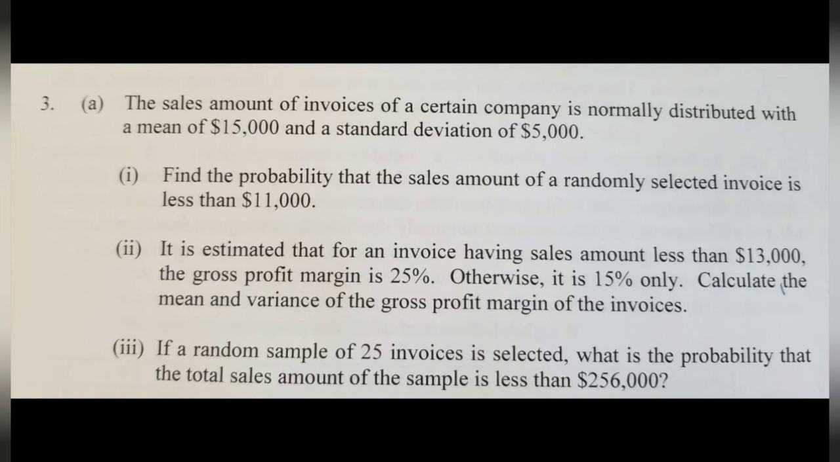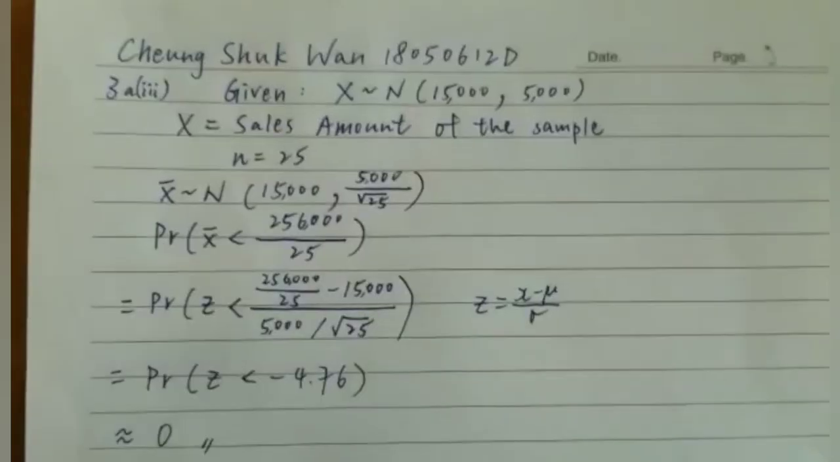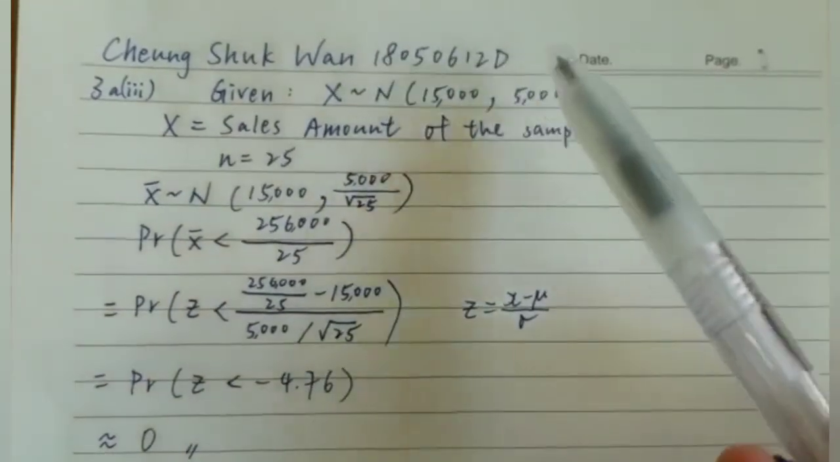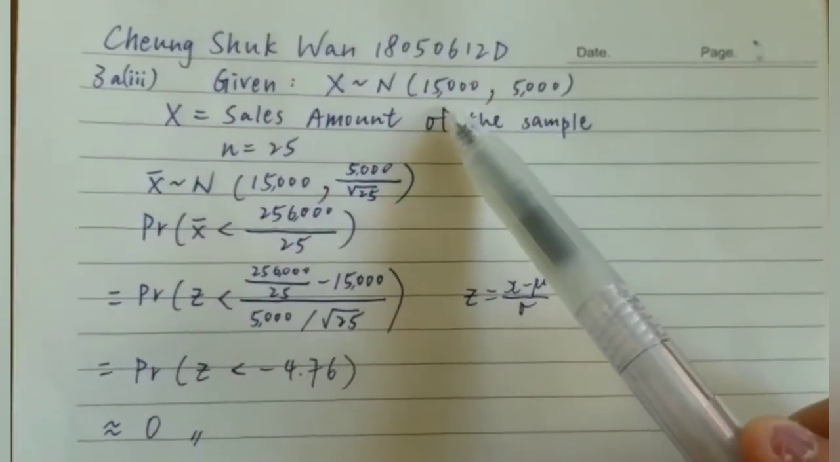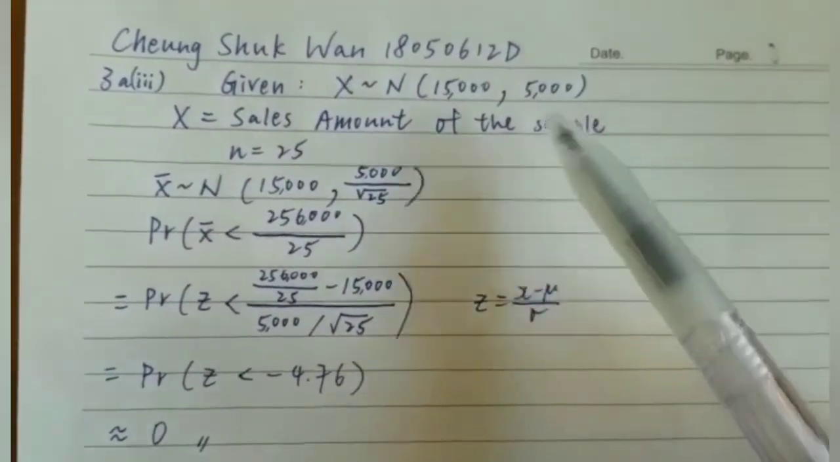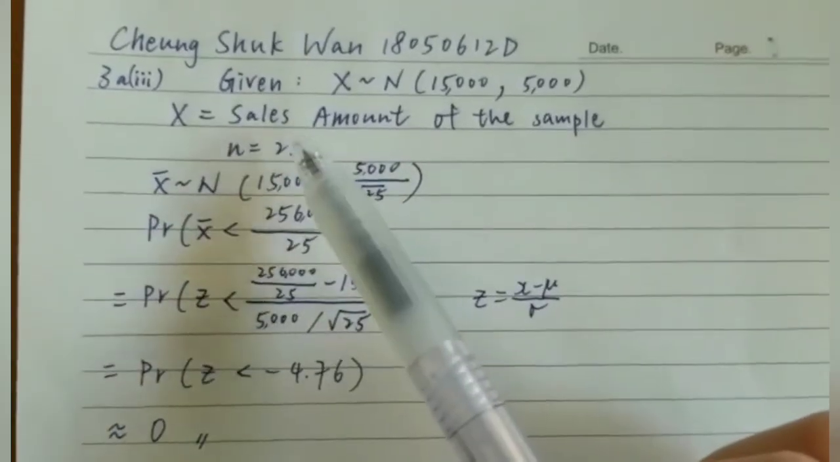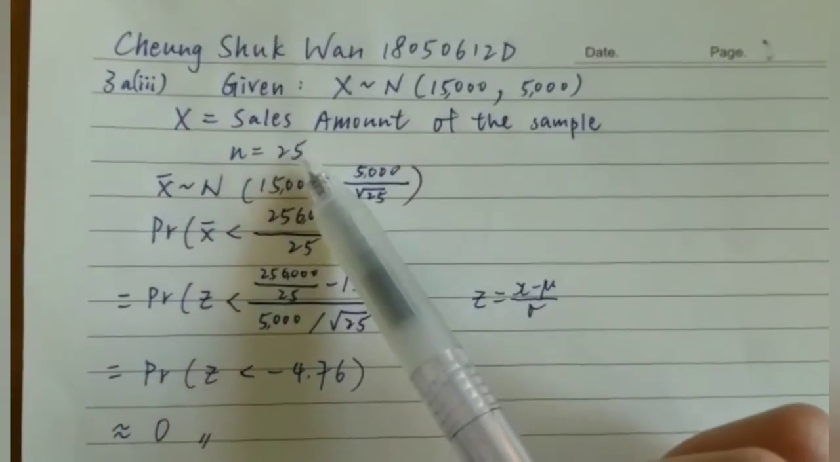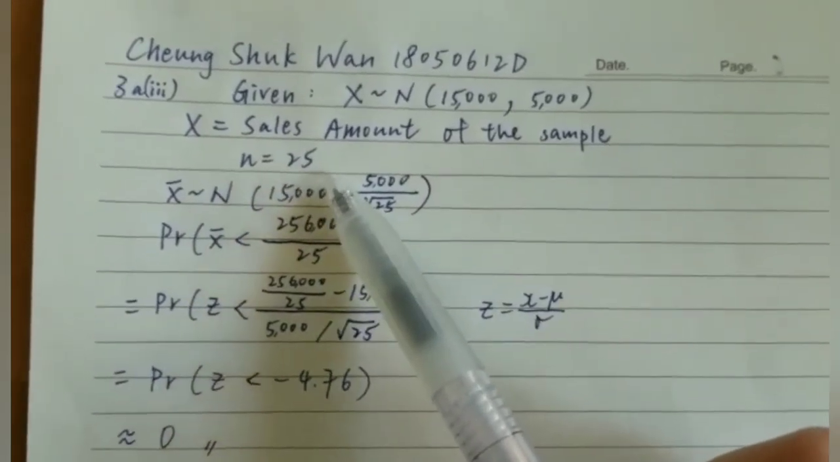What is the probability that the total sales amount of the sample is less than 256,000? It's given that the mean is equal to 50,000 and standard deviation is 5,000, and let X be the total sales amount of the sample. And it's also given that the random sample size is 25.